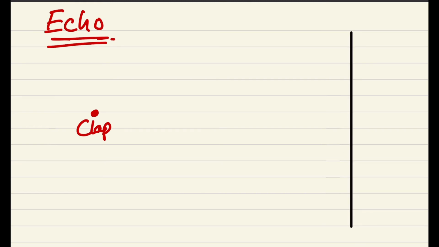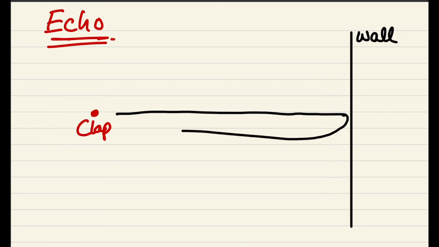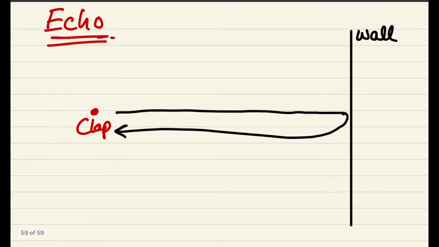There's a wall here. That's the wall. Now what will happen? The sound will go over here. It will travel in this direction, and after reflecting from the wall, it comes over here. Now, for example, you place a mic at this position. This is the mic.